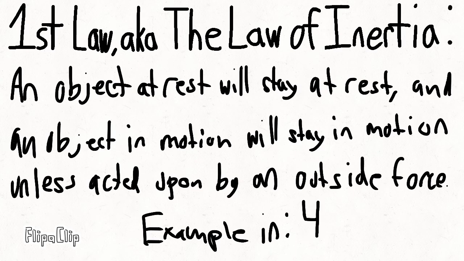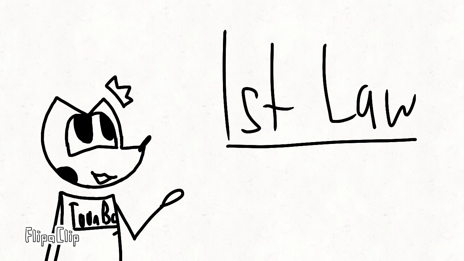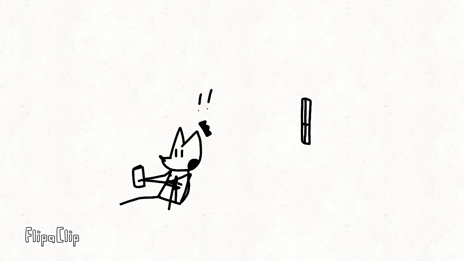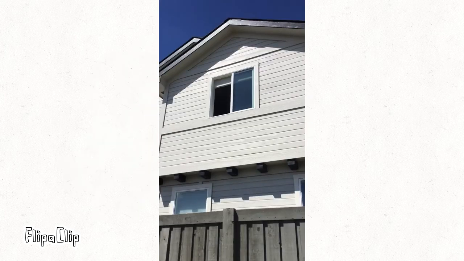The first law, or the law of inertia, is as follows. An object at rest will stay at rest, and an object in motion will stay in motion until acted upon by an outside force. An example of this would be, let's say I'm reading a book. Right now, the book is at rest, since not much is being acted upon it. Then let's say my favorite character in that book decides to die for whatever reason. I throw the book, and the object is now in motion.